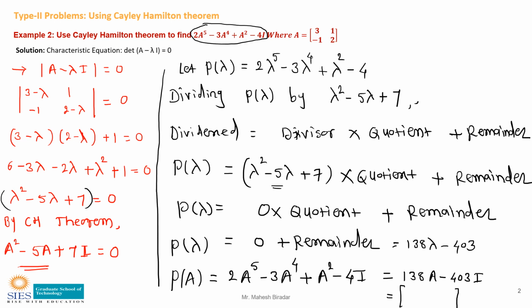So finally, we get 11, 138 as the first row. The second row is minus 138 and minus 127. So this is the use of the Cayley-Hamilton theorem, and using it we can find a matrix represented by the given polynomial. Now the main part, which is the long division method and how to find the remainder, I will explain in the next slide.